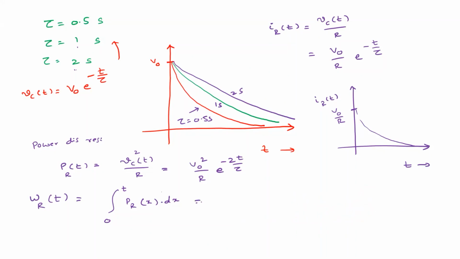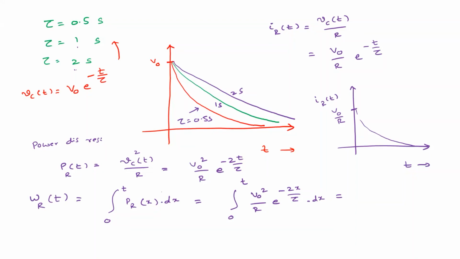So now how to write this, from 0 to t. This will be V naught square by R into e to the power of minus 2x by tau, into dx. You could also use t, but that may create some confusion, so that's why I omitted it. So what is the value of this? Anyone?